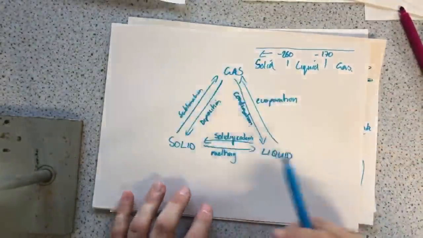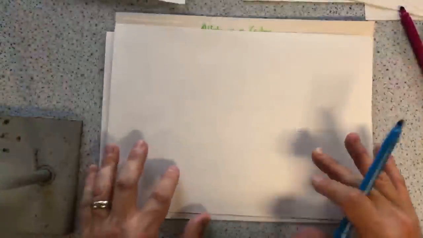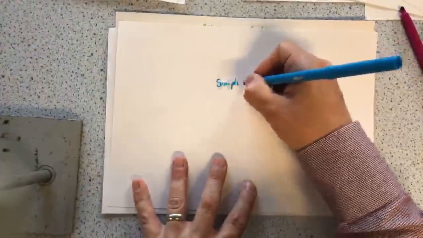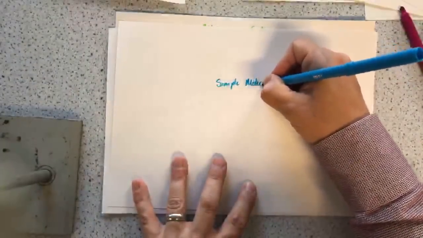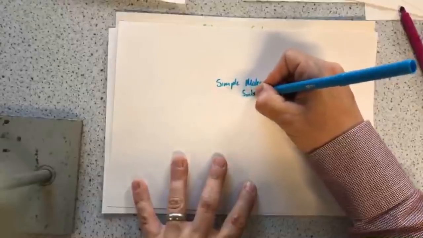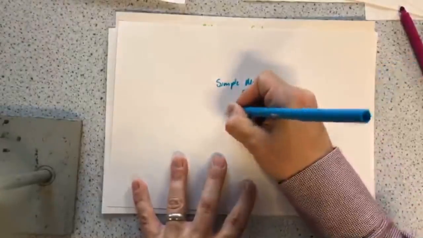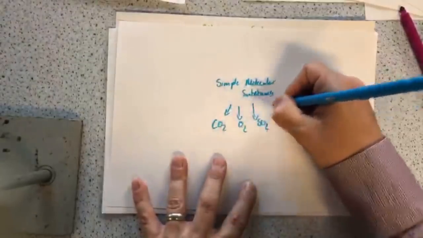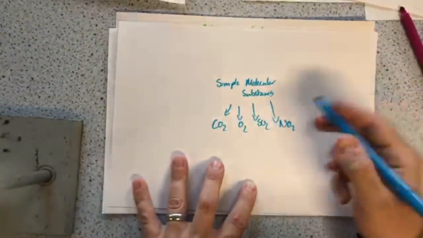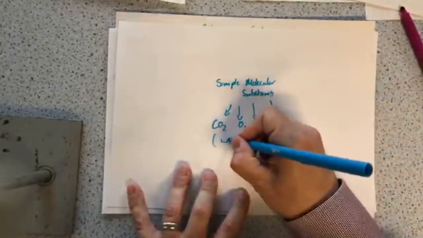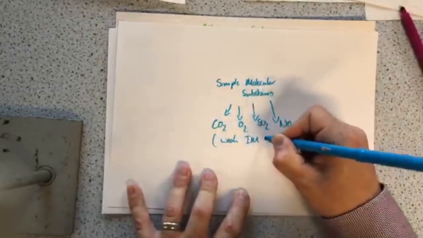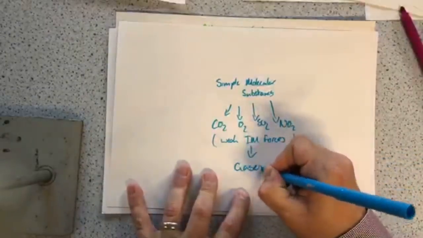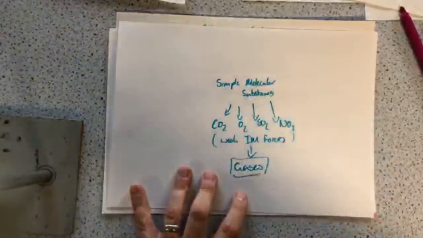The only thing to say about simple molecular substances, I'll be very quick on this one, is that simple molecular substances are small molecules. So things like CO2, O2, SO2, NO2. And because they are small molecules, they have weak intermolecular forces and are therefore usually gases. That's pretty much all there is to say about that.